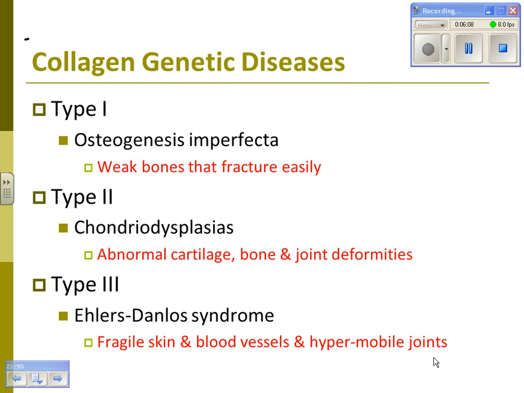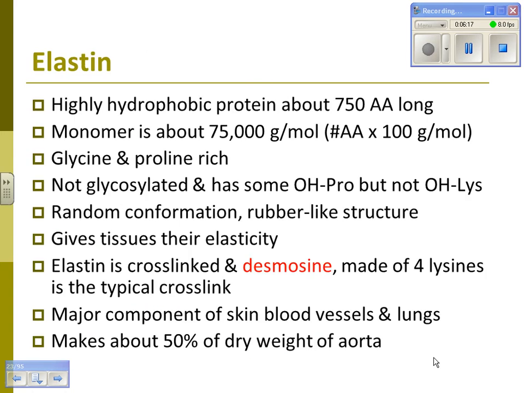A lot of clinical stuff in this unit relative to the other units, so make sure you know type 1, 2, and 3 collagen diseases. Elastin tends to be the second biggest at 75,000. So no sugars attached. It has some hydroxyproline, but no hydroxylysine.